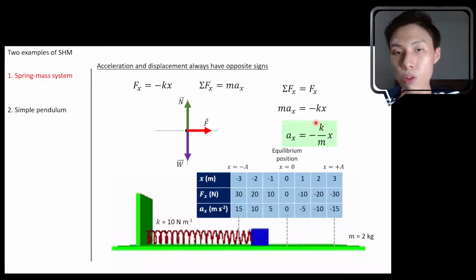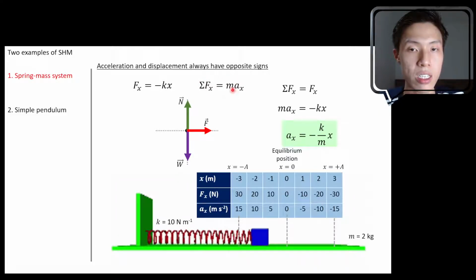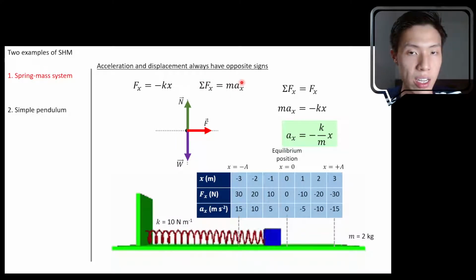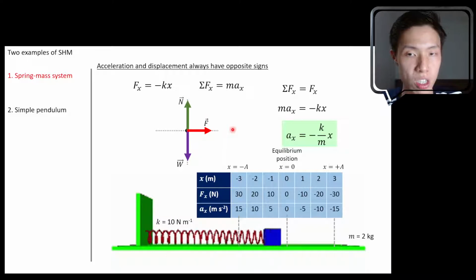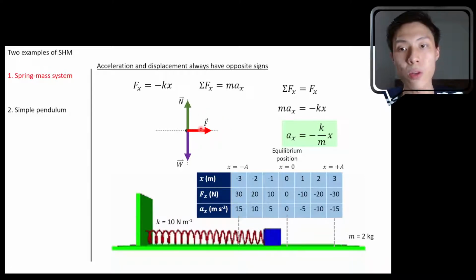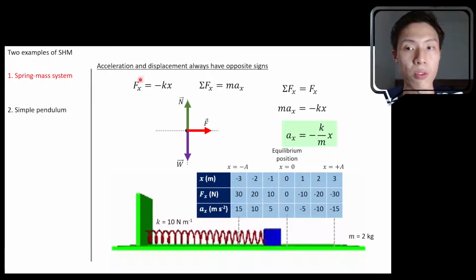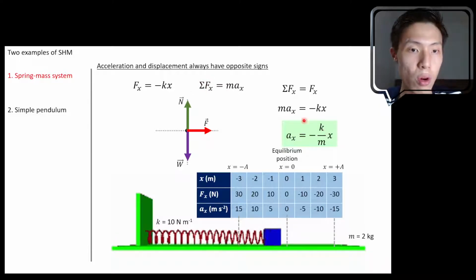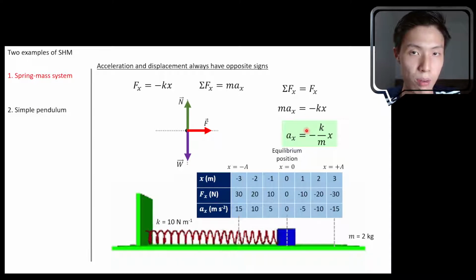We are going to follow similar steps. We first determine in what dimension the object is oscillating. Then we find the force acting in that dimension. After we have determined the force there, we determine the x component of that force. Then we equate it with the sum of force in the x dimension to obtain an equation similar to this. So let's try that for a simple pendulum.